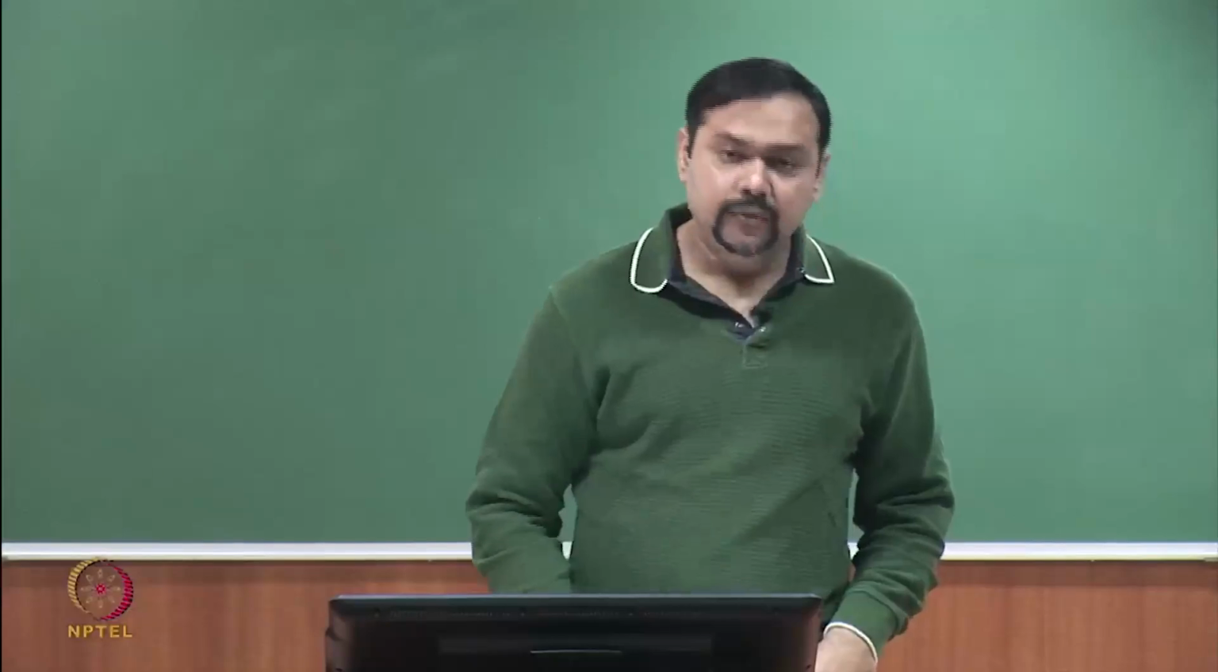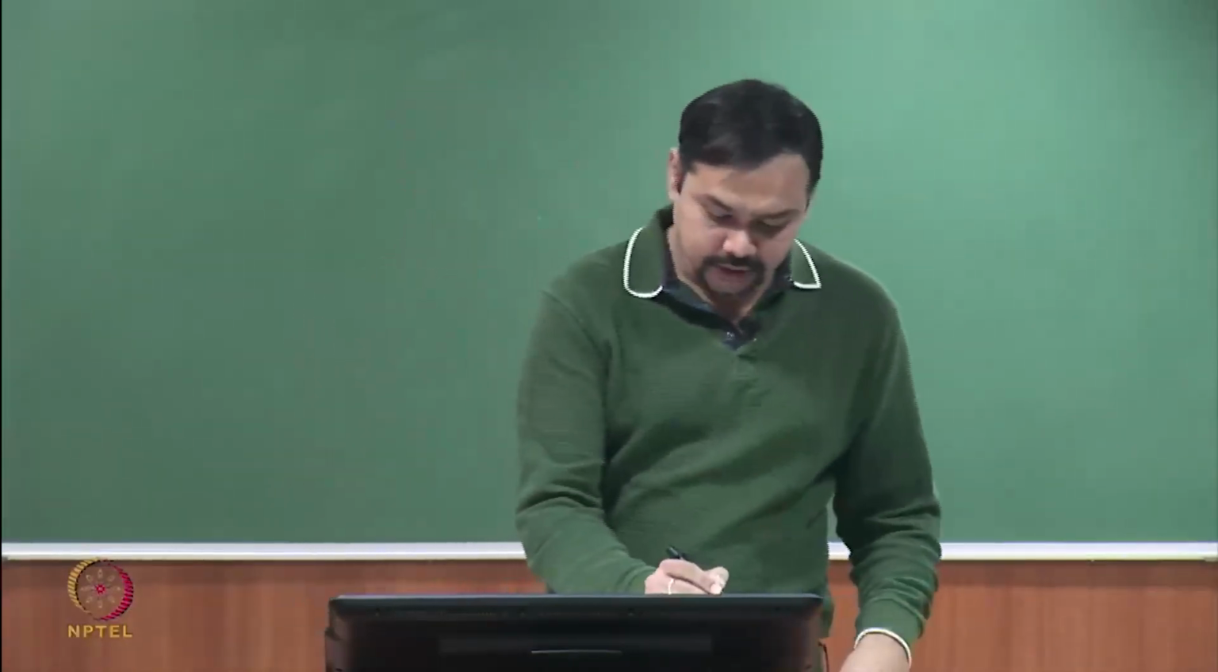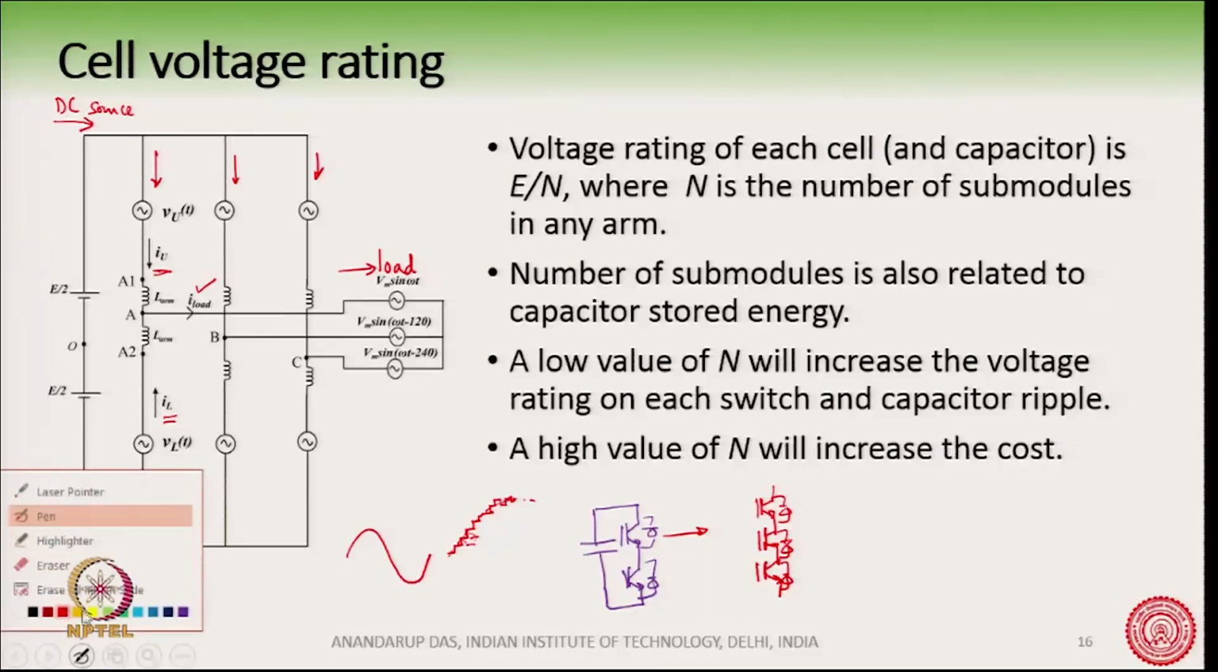So, therefore, the AC component of the current which is flowing through here must be compensated. Compensated for what? So that the capacitors hold their voltage. The capacitor voltages do not diverge either up or down. So, how can it be compensated? It can be compensated by a circulating current.